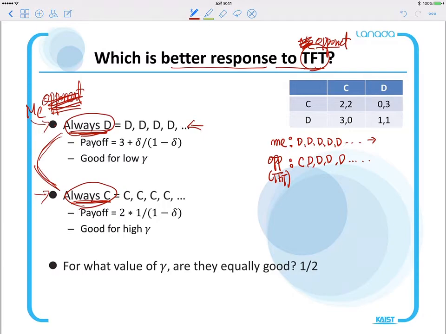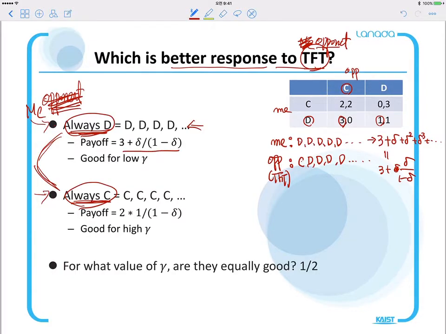In the first round the opponent chooses C and I'm choosing D, so my payoff will be 3, plus I have a discount factor. Then D, D, D, D, D is always 1. So in the second round I have delta plus delta square plus delta cube and so on, and that should be 3 plus delta over 1 minus delta. That's my payoff. Okay, good.